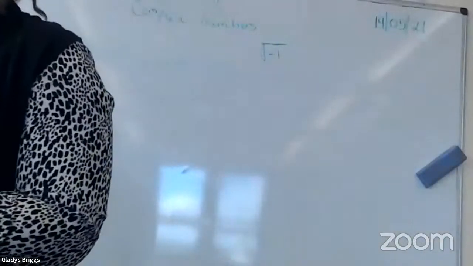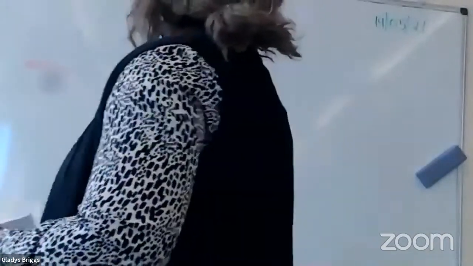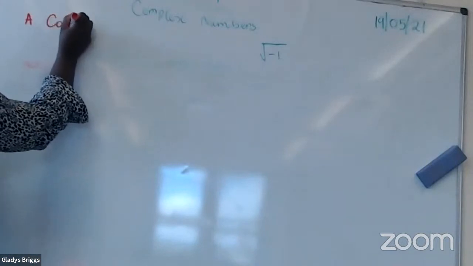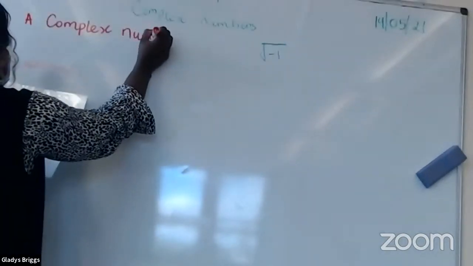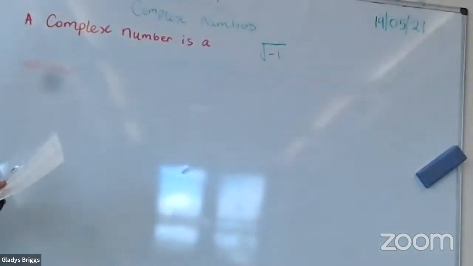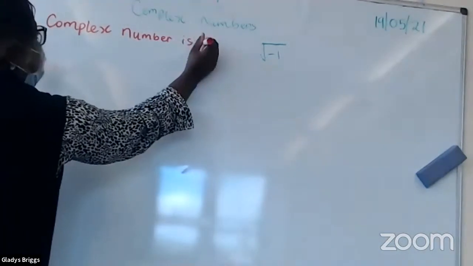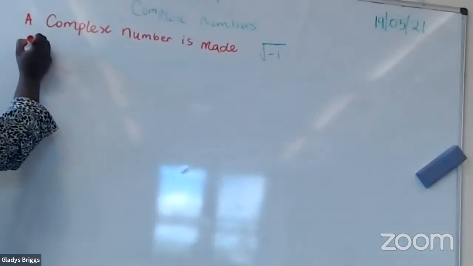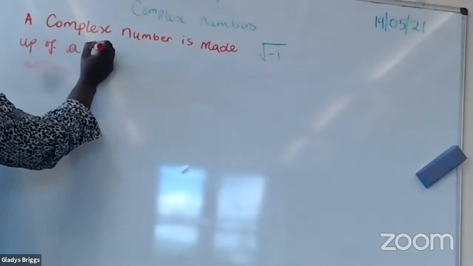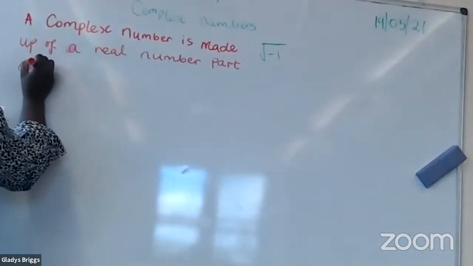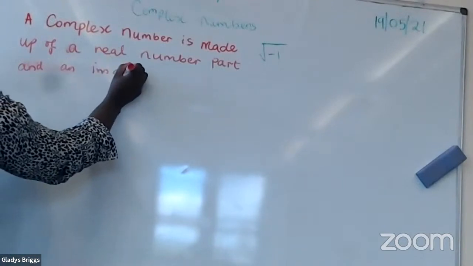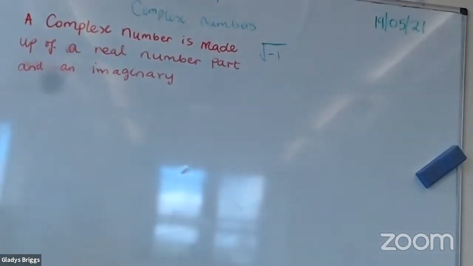So let's do a little writing down on the board. A complex number, and those of you that are online, I hope you can see that. A complex number is made up of a real number part and an imaginary part. You have the real number part and then you have the imaginary part.